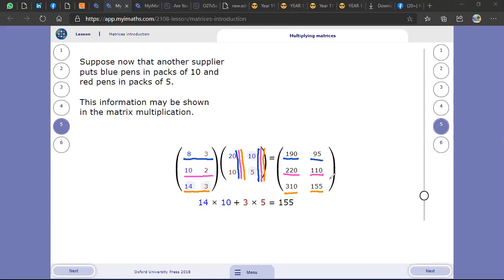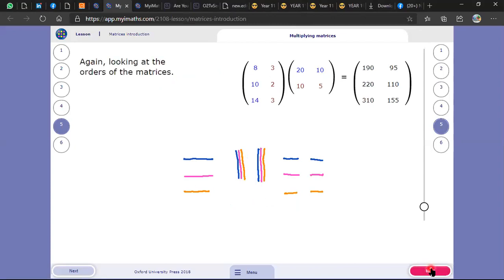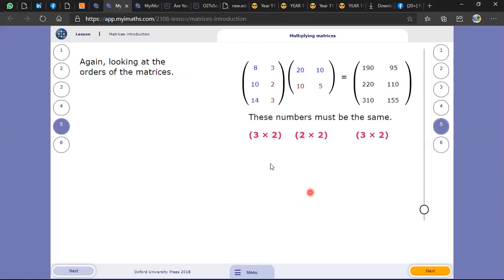These are the results over here for the matrix. And that is how multiplying two matrices is done. Please go over it again and understand the concept. So that is that. Okay, again, looking at the order of the matrices, guys, 3 by 2 multiplies 2 by 2. The result is 3 by 2. And you can see now that the two numbers here, here and here, they both have the same number.